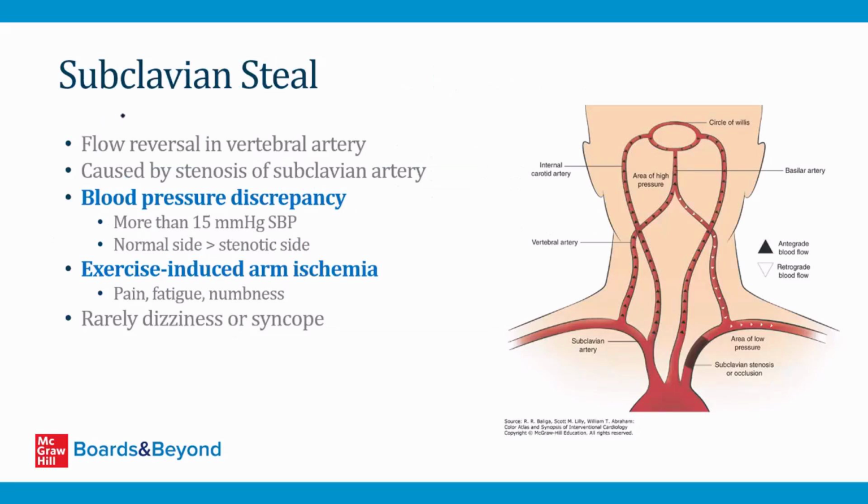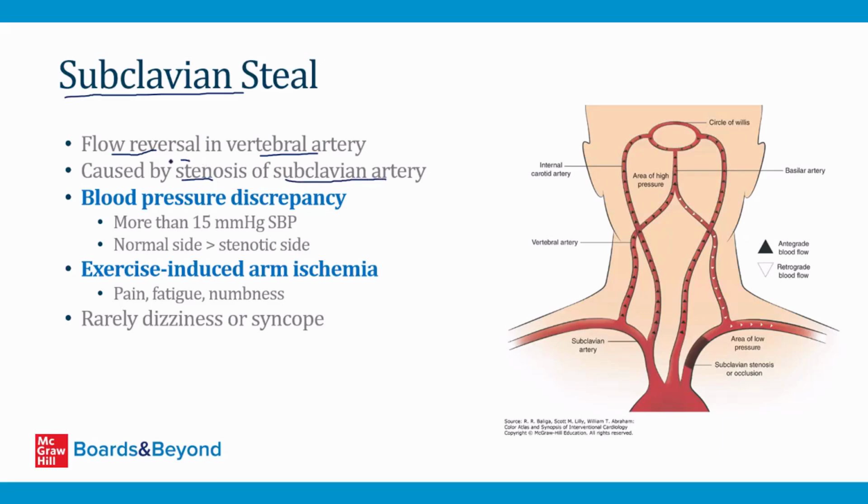Okay, the final topic for this video is subclavian steal, which is not a vertebrobasilar stroke syndrome, but I'm talking about it here because it's related to the vertebral arteries, which are part of the vertebrobasilar system, and I just thought this was the best place to put this topic. So subclavian steal refers to flow reversal, in other words, backwards flow in the vertebral artery, diverting blood flow away from the brain, and it's caused by stenosis of the subclavian artery.